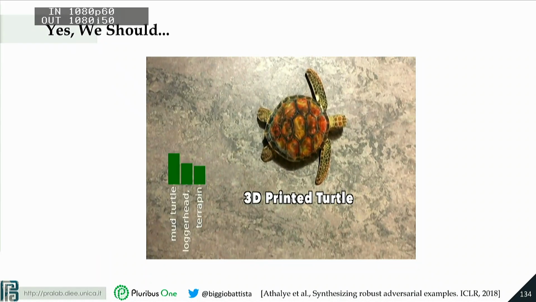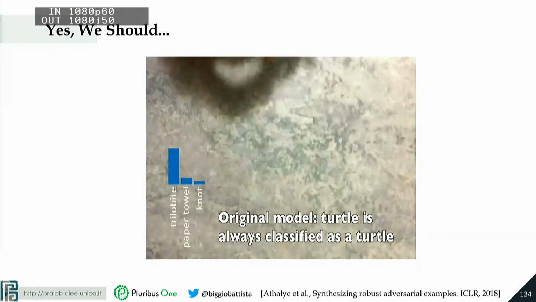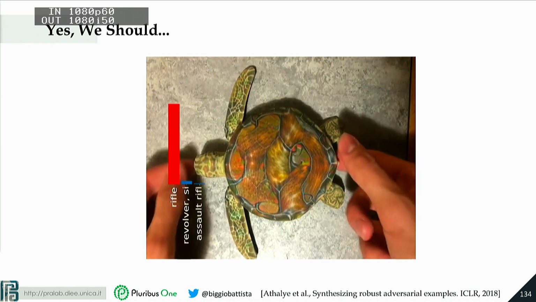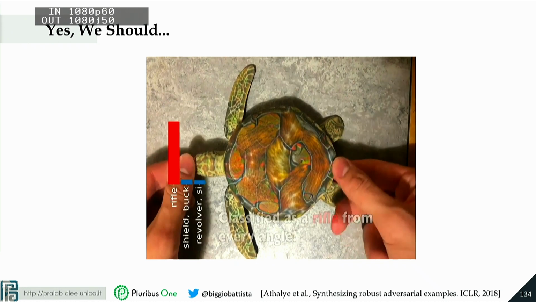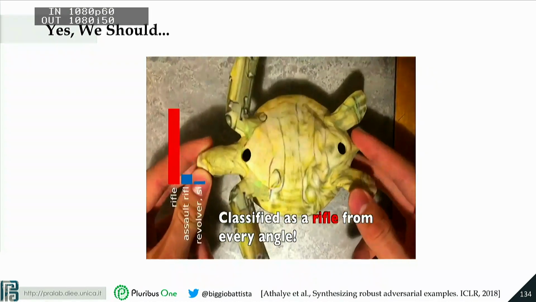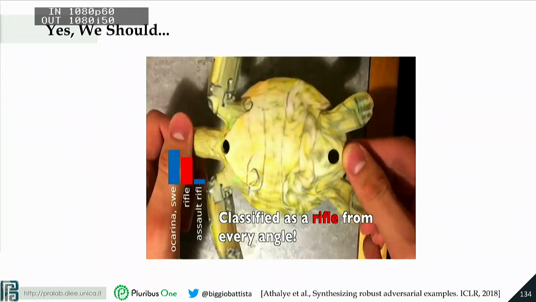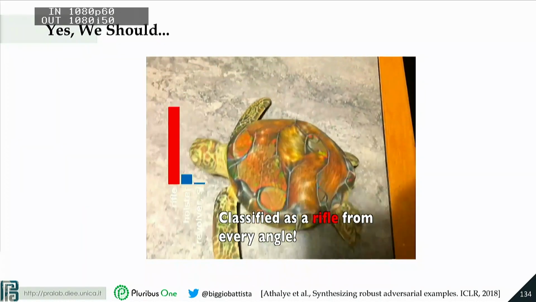It's printed with a 3D printer, and it's classified correctly. That's the original model. Then they used this trick to have the turtle misclassified as a rifle. You can see that the pattern is slightly changed in terms of colors and things, but this is consistently misclassified as a rifle. Okay. Now, a turtle misclassified as a rifle is not that scary, but a rifle misclassified as a turtle might be.